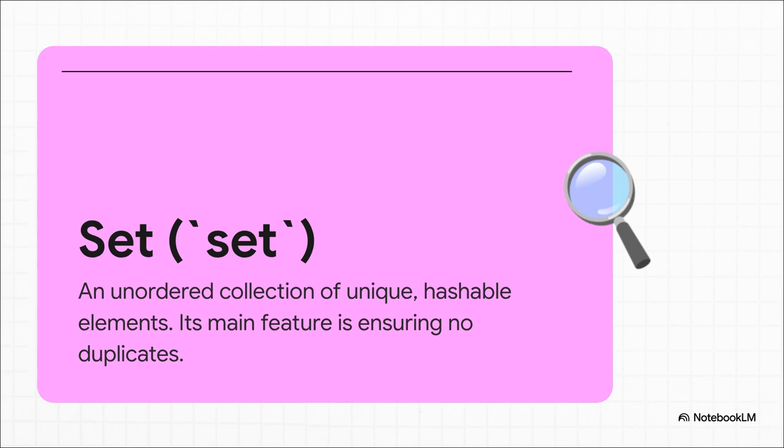A set is also unordered, but it has a very specific superpower, uniqueness. A set absolutely guarantees that it will only ever hold one of each item. This makes it amazing for a couple of things, checking really quickly if something is part of a collection, and of course, for instantly getting rid of all the duplicates in something like a list.